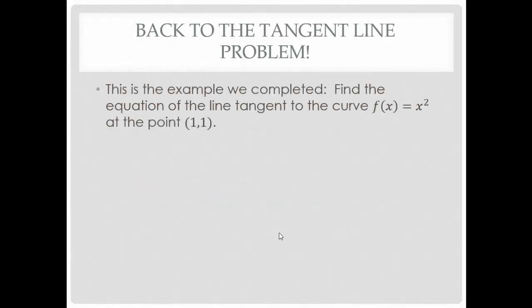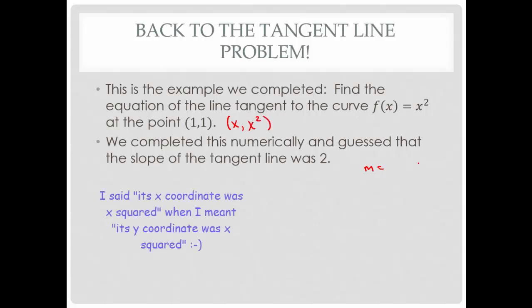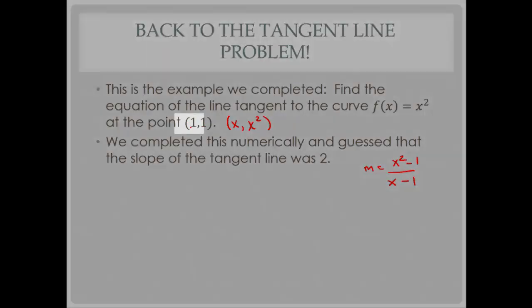The example that we completed was finding the equation of the line tangent to the curve f of x equals x squared at the point 1, 1. If you remember, we had to do this numerically. We set it up so that the slope of our secant line, m, was the slope between the point 1, 1 and the general point, which had an x-coordinate of x, and because it was on this curve, its y-coordinate was x squared. So it was x squared minus 1, the y value minus y value, over x value minus x value. That's this one over here.